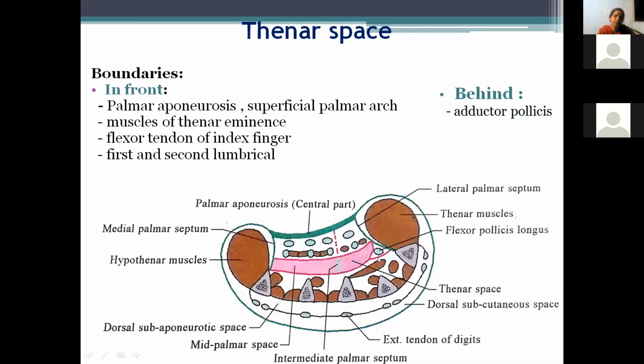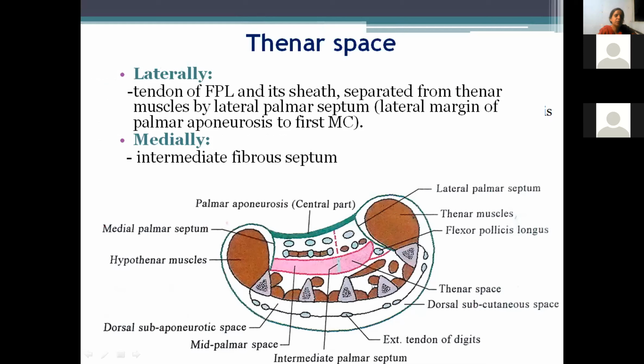Then what is the posterior boundary? In the posterior boundary you are finding the metacarpal bones, especially the second and third metacarpal bones, and in between them we will have the palmar and dorsal interossei. Then behind, we are also finding one muscle, that is adductor pollicis, thenar group. The name of this muscle is adductor pollicis. Okay, so these are the two boundaries.